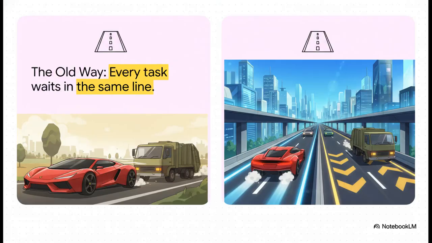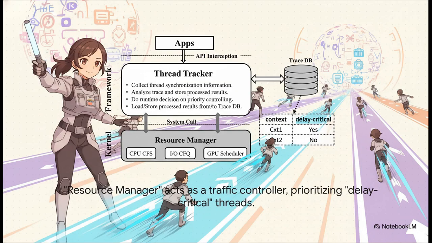The old way of handling this was pretty simple. Every task just waited in the same line. First come, first served. But the smart way, the way modern systems are moving, is to create a special VIP express lane just for important user-facing tasks. And this is basically what that looks like under the hood.